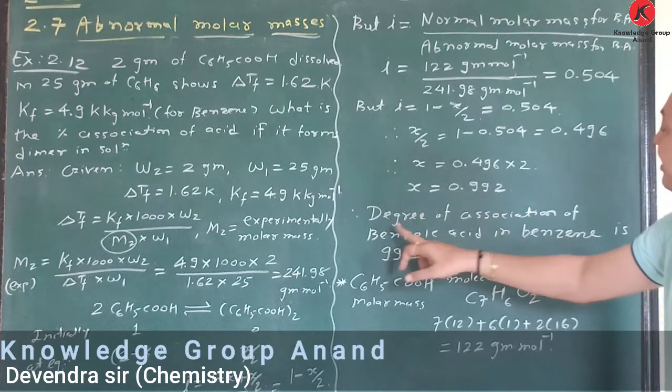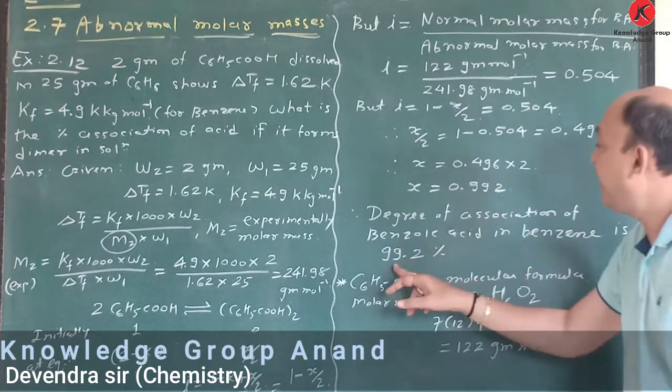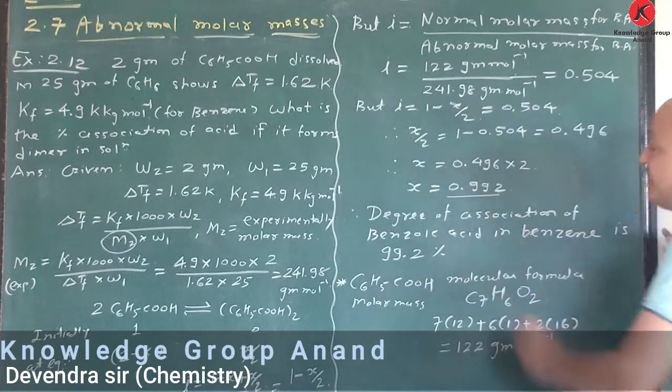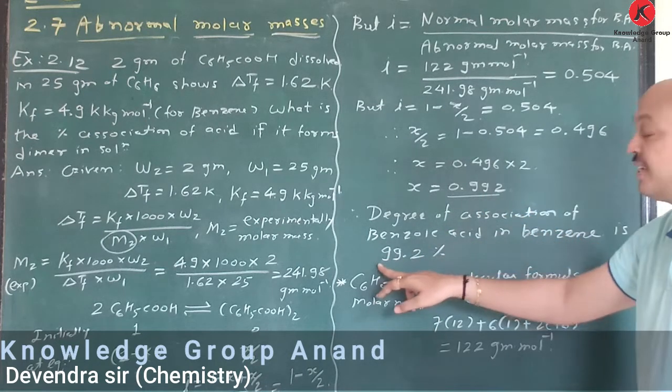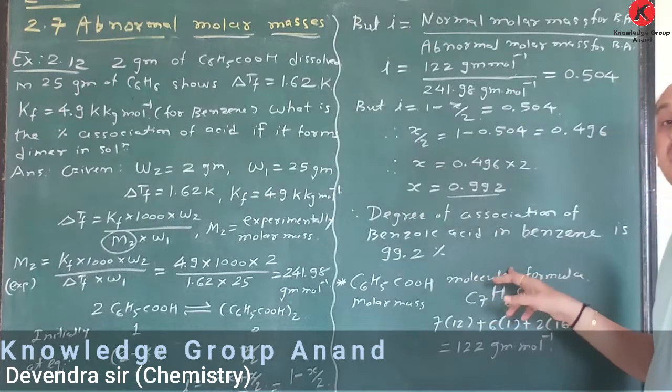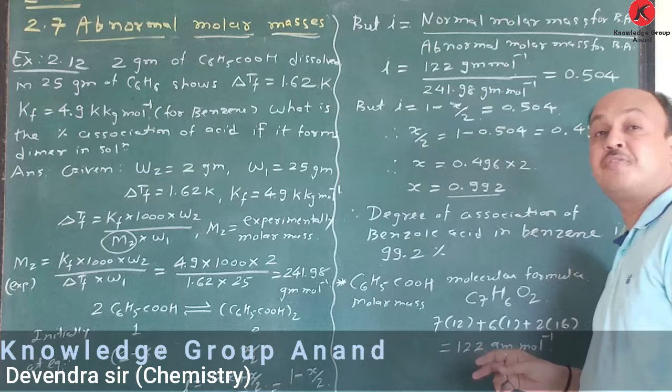What is the meaning of this? The degree of association of benzoic acid in benzene is 99.2%. Just you see, this association has occurred. So according to percentage, it is considered as 99.2%, and that is the correct value. So this is the correct answer, and it carries 4 marks. Remember, this question was asked for 4 marks.